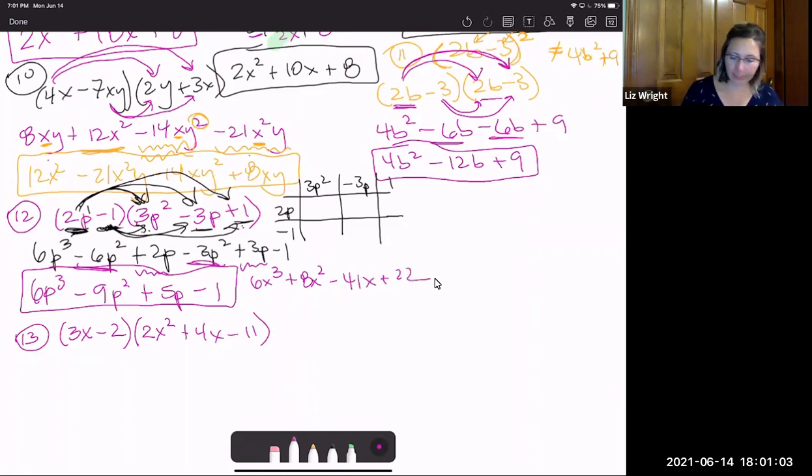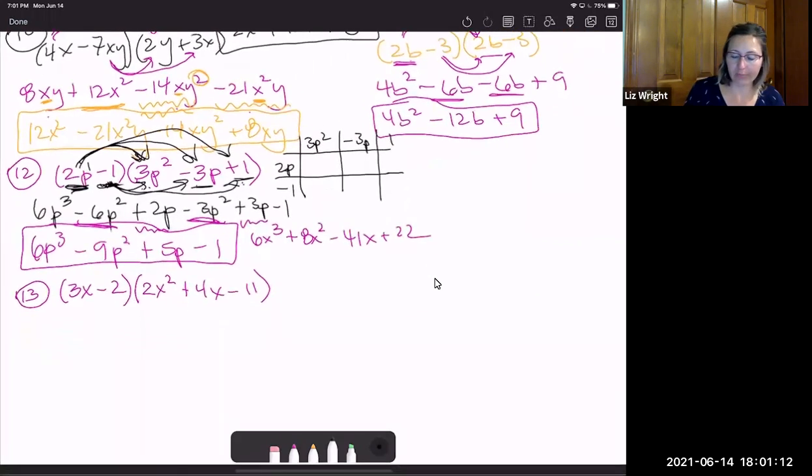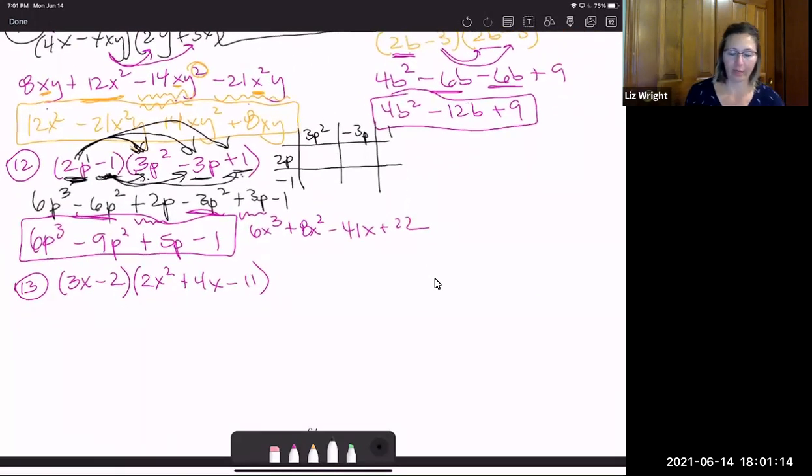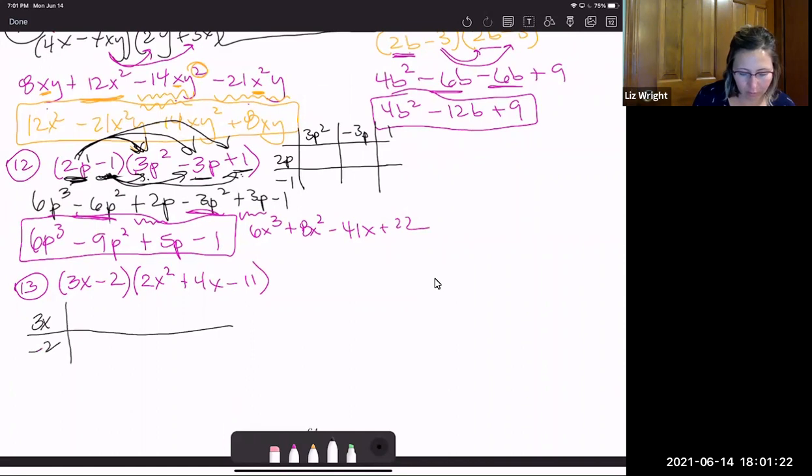So pause the video, see if you can get that on your own, and then I'm going to show you how to do it too. And those of you who maybe prefer table method, I'm going to show you table method on this one, just so you have another way to check it out. So I'm going to do 3x and then -2. And then up here, I'm going to have 2x squared and then 4x and then a -11.